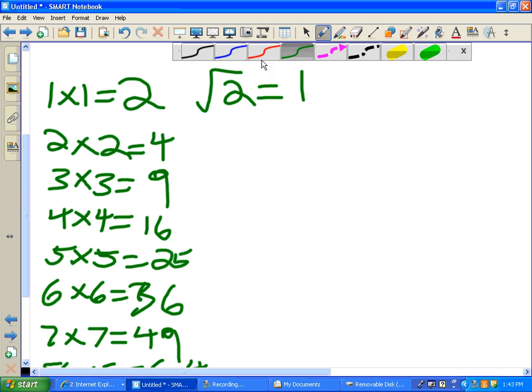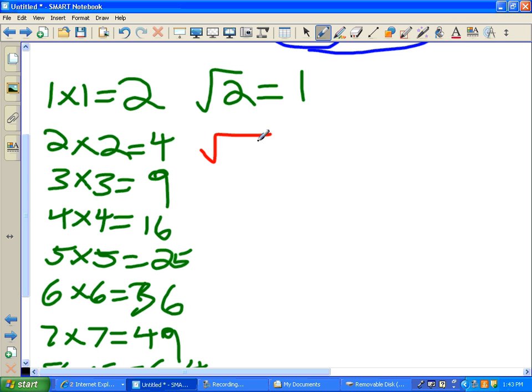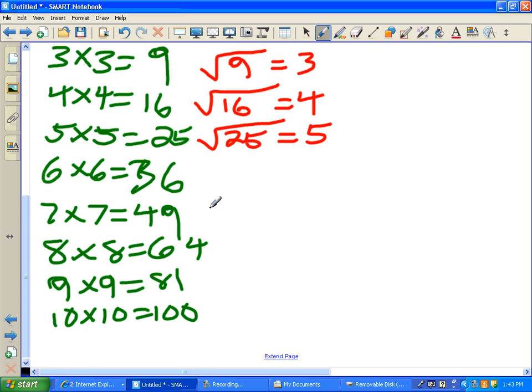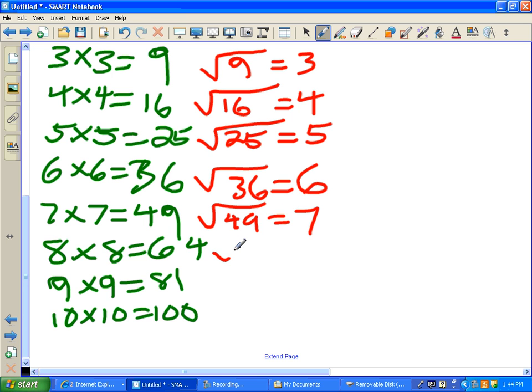So if we were to look at that now, we know that the root of 4, or what two numbers together gives you 4, we know it's going to be 2. So the root of 9 will give you 3. The root of 16 will give you 4. The root of 25 will give you 5. The square root of 36 will give you 6. And the square root of 49 will give you 7. The root of 64 will give you 8.